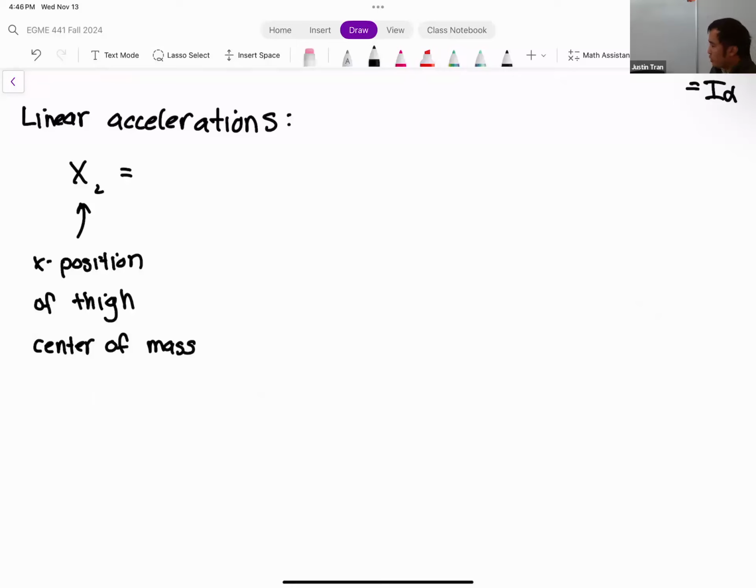Kind of what we've done so far, just by defining the position of the center of mass of the lower leg, is that we've implicitly defined an origin for our domain. And so when we're defining the x position of different body segments, we need to make sure that we're consistent in terms of where our origin is.